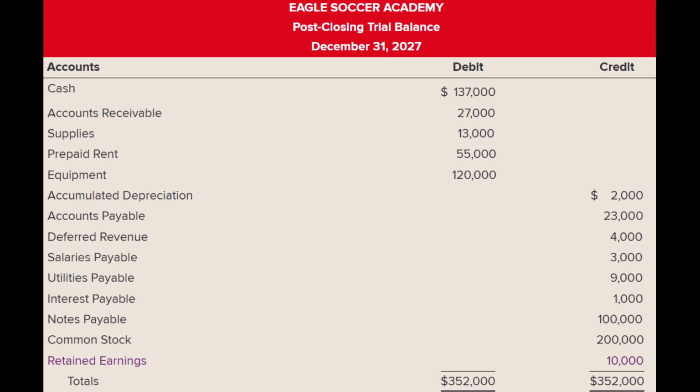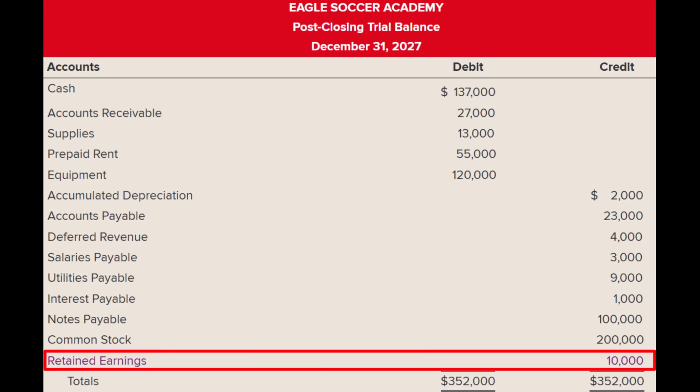We have successfully taken a month's worth of business activities, adjusted them for accrual basis principles, reported them in the financial statements, and prepared the books for the next period. The ending balance of retained earnings on the 31st of December will become the beginning balance on the 1st of January of the next year, and the cycle will continue.